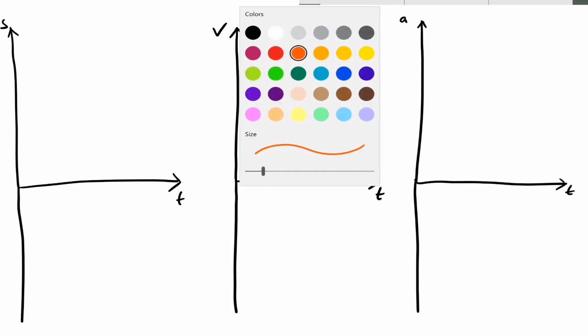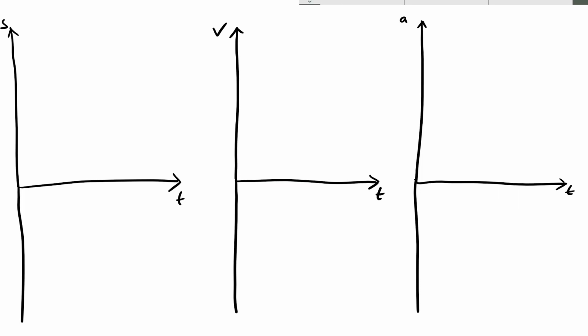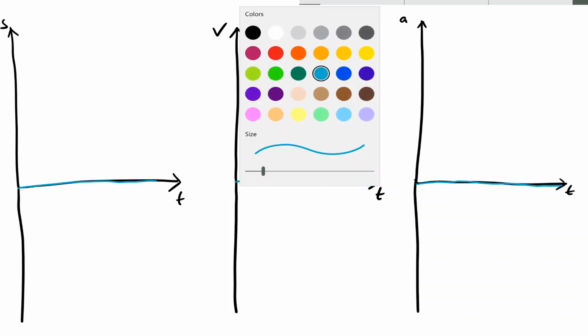So the first case we're going to go with is stationary. Stationary is basically the easiest because it's just a straight line. Because it doesn't move, it's not displaced, it has no velocity, and it has no acceleration. Well, mostly it has no acceleration. In other cases, there might be acceleration. We'll get to that.